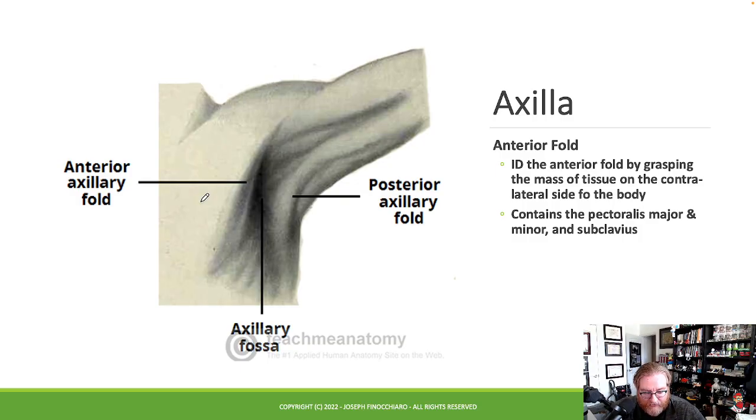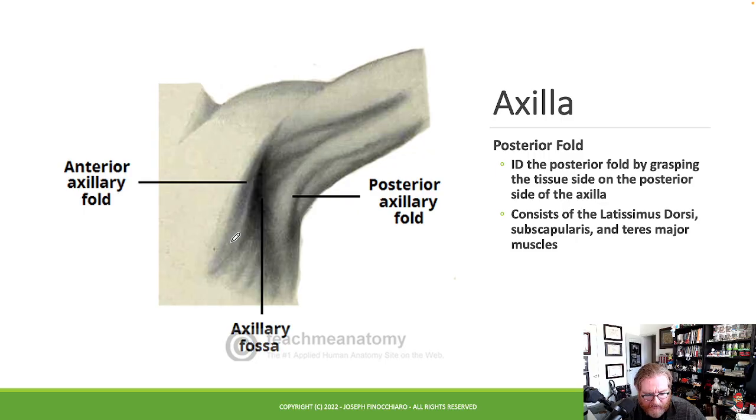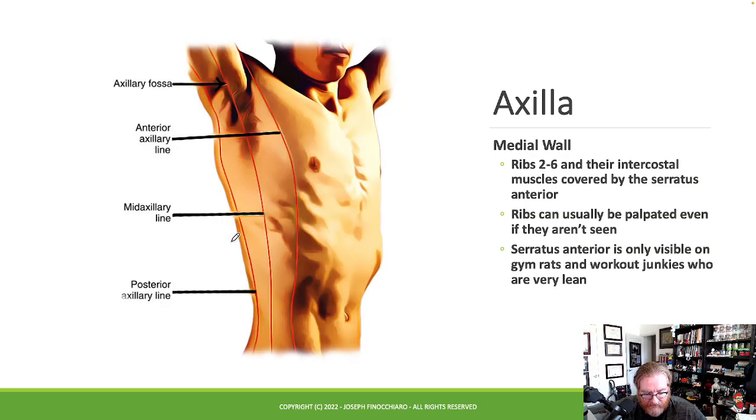It contains the pectoralis major and minor and the subclavius. So you can see it is this fold right here. There's the posterior, and then you could actually see some ribs. There's the bottom. So we have the axillary space or axillary fossa right there. The posterior fold consists of the latissimus dorsi, the subscapularis, and the teres major muscle. The medial wall is ribs 2 to 6, and their intercostal muscles covered by the serratus anterior.